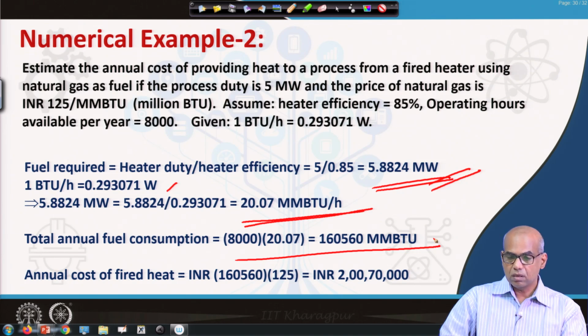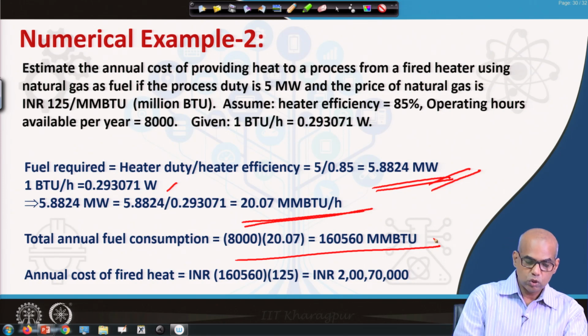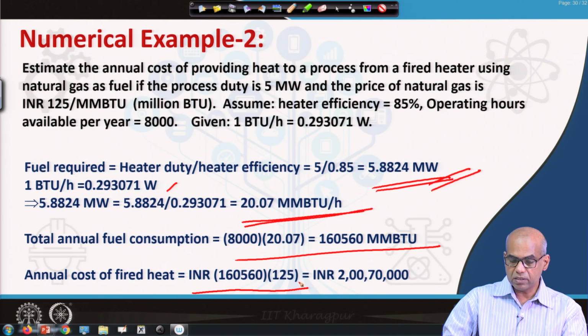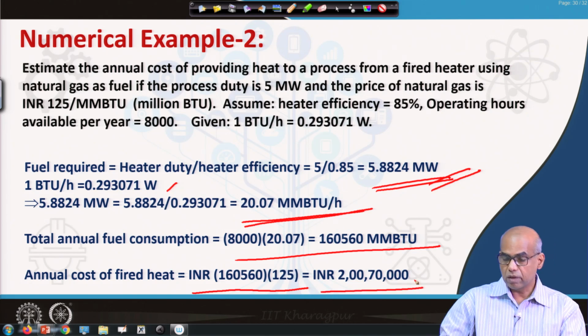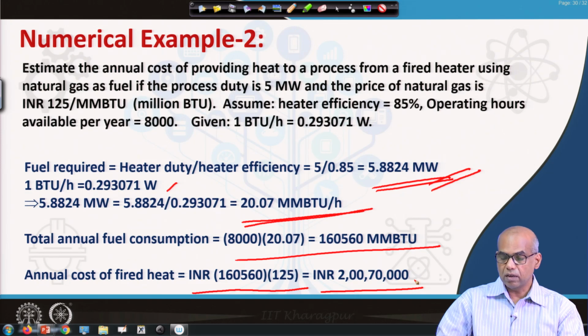Since the price of natural gas is rupees 125 per million BTU, so the annual cost of fired heat will be 1,60,560 multiplied by 125, which is 2 crore 70,000 Indian rupees.